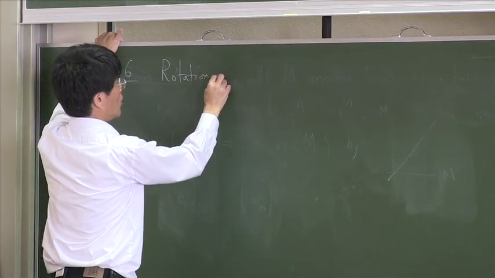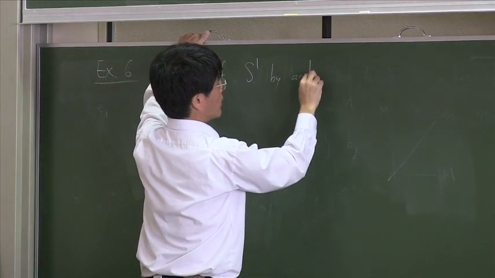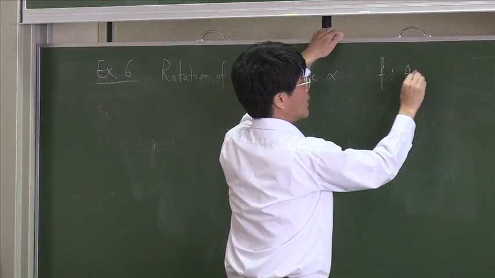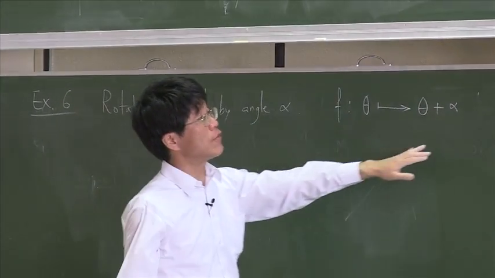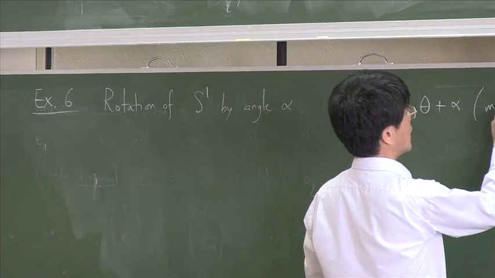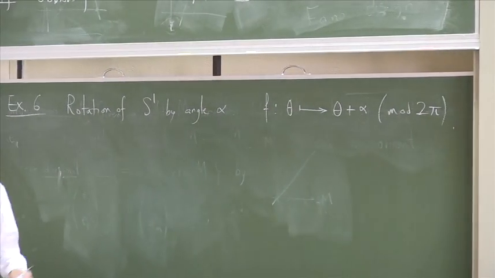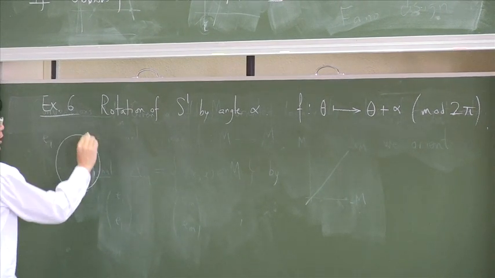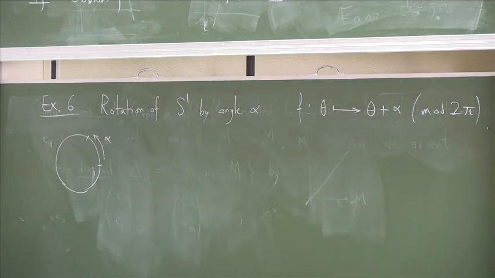So, rotation of this one-dimensional circle by, let's say, angle alpha. So we have F, which takes an angle theta and maps it to theta plus alpha, let's say. But if this result exceeds 2 pi, of course we have to subtract 2 pi, so we are talking about modulo 2 pi. I hope you understand what this means. Okay. How does that work? You have a circle, and you are rotating the whole thing by angle alpha.